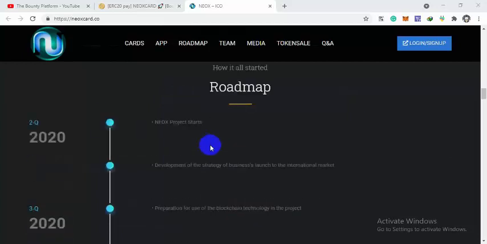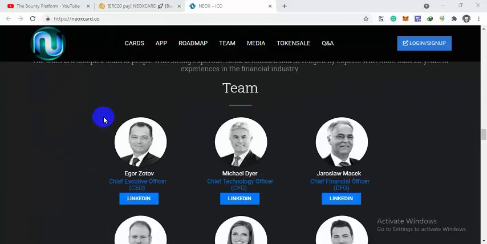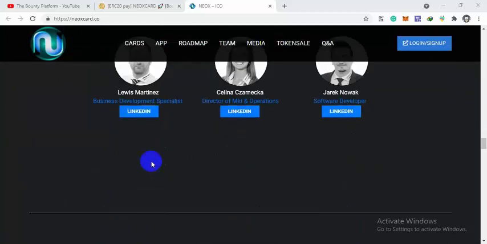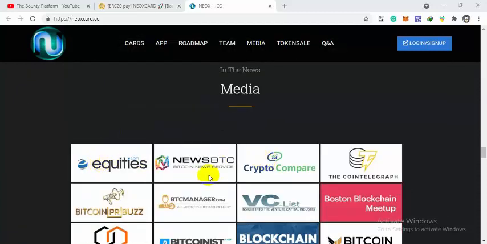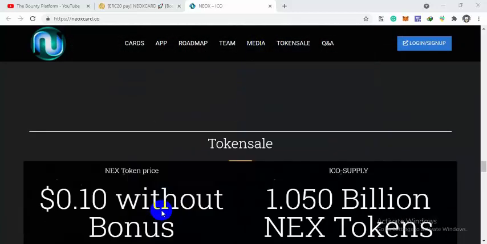So there's also a roadmap, you can check it out. Also the team, every team member has a LinkedIn profile, you can check them out if you have any issue about the project. They also have media coverage on NewsBTC, Cointelegraph, Bitcoin Magazine. So you can also check that out.